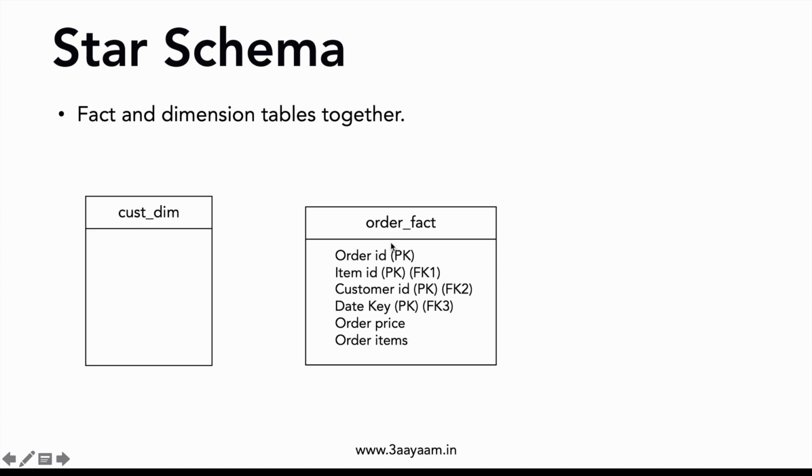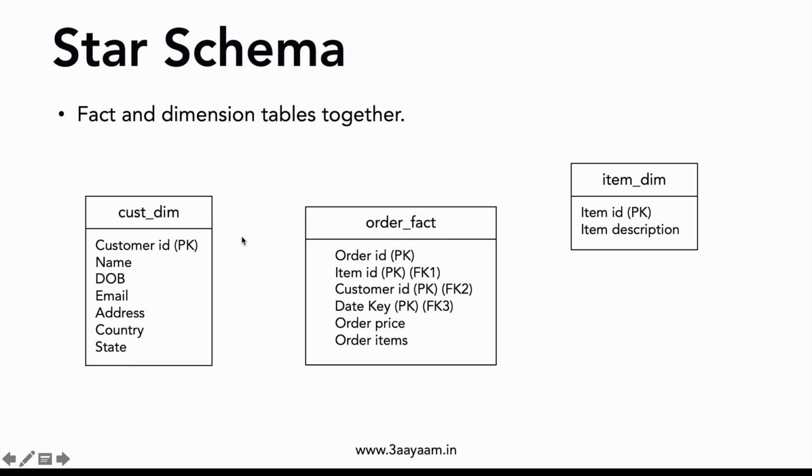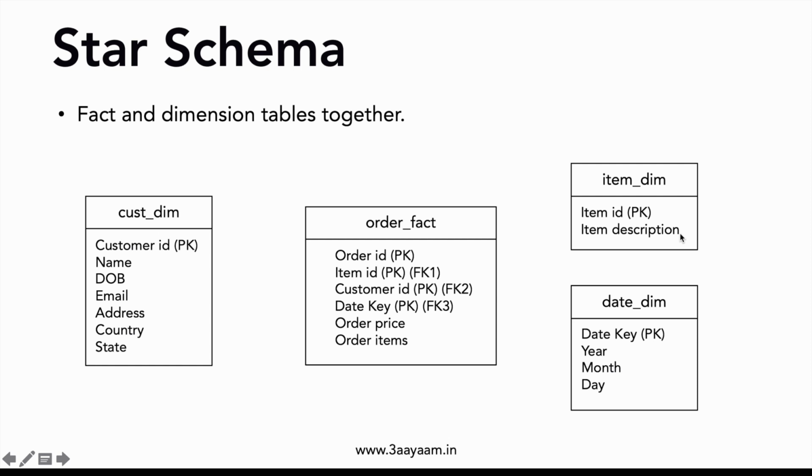Then we have multiple dimension tables like customer dimension. And again, this is the typical naming convention, that dimension tables should be named as the name of the table followed by underscore dim. Then these are the attributes of the dimension tables. And this dimension table has customer ID as the primary key. Same is the case with item dimension. So item underscore dim, item ID being the primary key, and item description is another attribute. And then date dimension or date dim, where date key is the primary key, and then we have year, month, day. And we have a relation with all these tables.